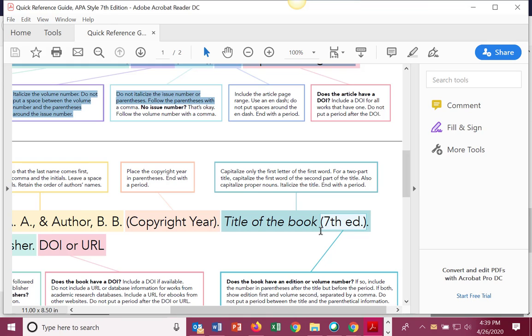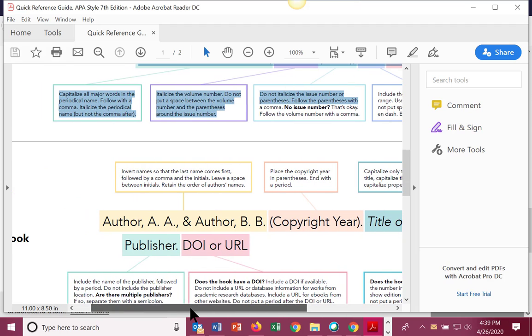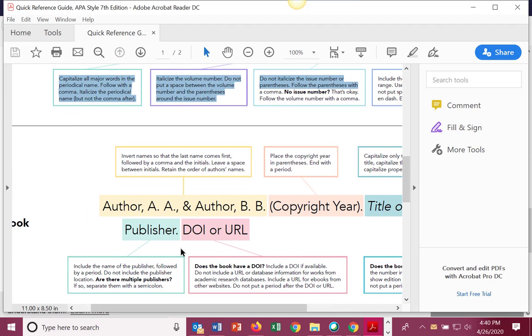If it's a 2-part title or has a subtitle, the first letter after a colon is also capitalized, and proper nouns. This is the way you do a title, and you end it with a period, and it is italicized. That helps identify it as a title. Next part is the publisher. If there's multiple publishers, separate them with a semicolon.